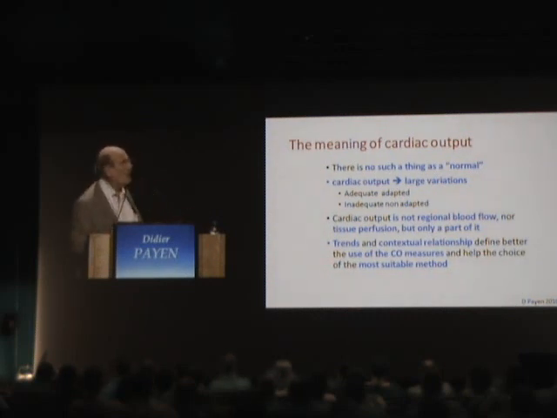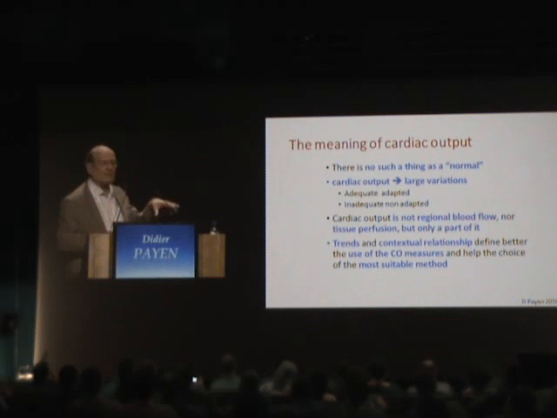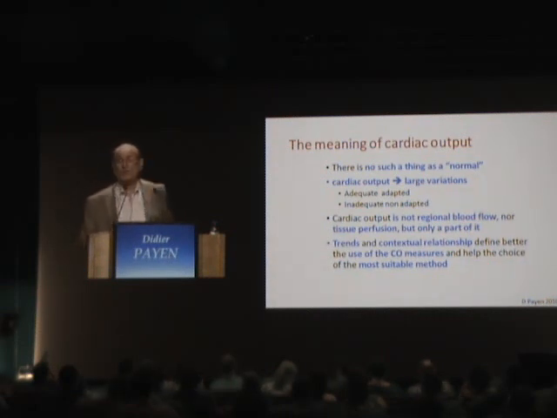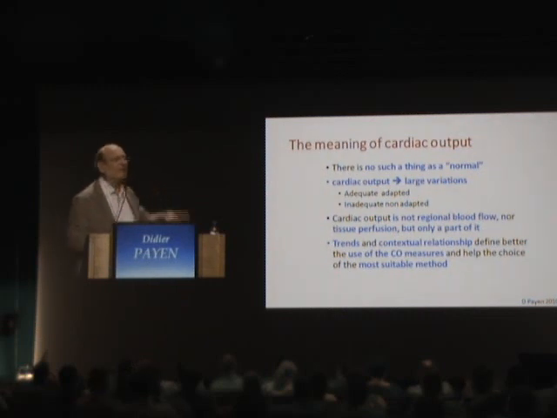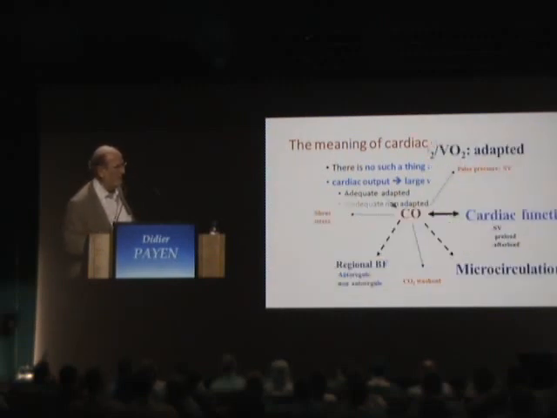Is it good for the liver blood flow? Is it good for the brain blood flow? Or maybe brain blood flow increase might be worse for the patient, so you have to make a strategy for that. And that's something that we don't know yet, but we should know in the future. Then having the trends and the contextual relationship, you can define better how you would like to use the cardiac output monitoring, not only to get a value, but to understand how you perfuse these injured organs.